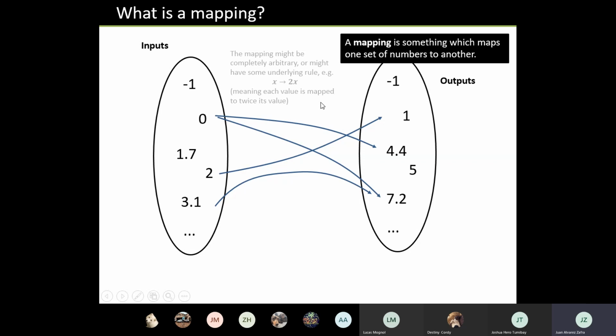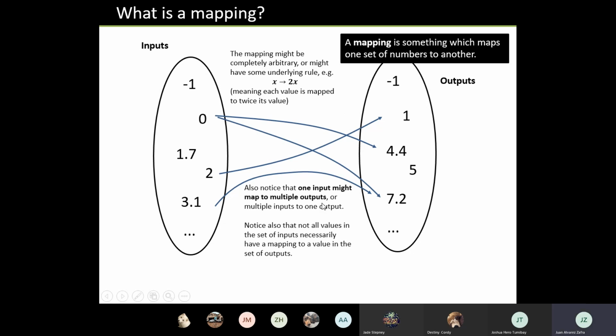Okay. Now, the mapping could be anything arbitrary, which means that you could have no real rule. So 0 could map to 4.4 and 7.2, 2 could map to 1, -1 might not map to anything, and -1 might not be mapped to from anything either. Okay, or you can have a rule. x goes to 2x basically means that any value goes to twice its value. And they're all mappings. Also notice one input might map to multiple outputs.